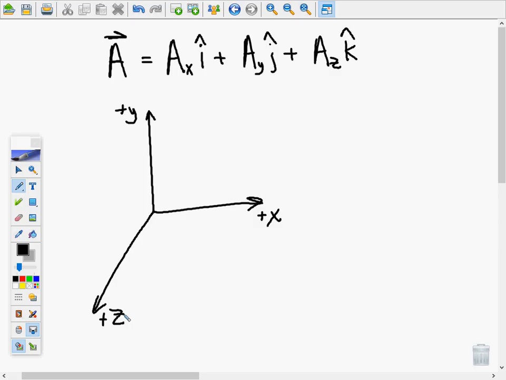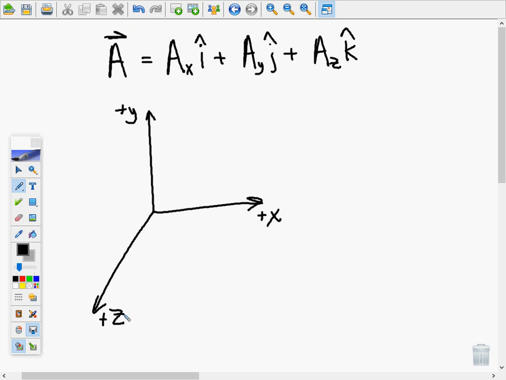Notice if I tried to do that with my left hand, if I put my left hand in the direction of positive x, and then curl my fingers towards positive y, my thumb would go into the page. But by agreement, we always use a right-handed coordinate system.